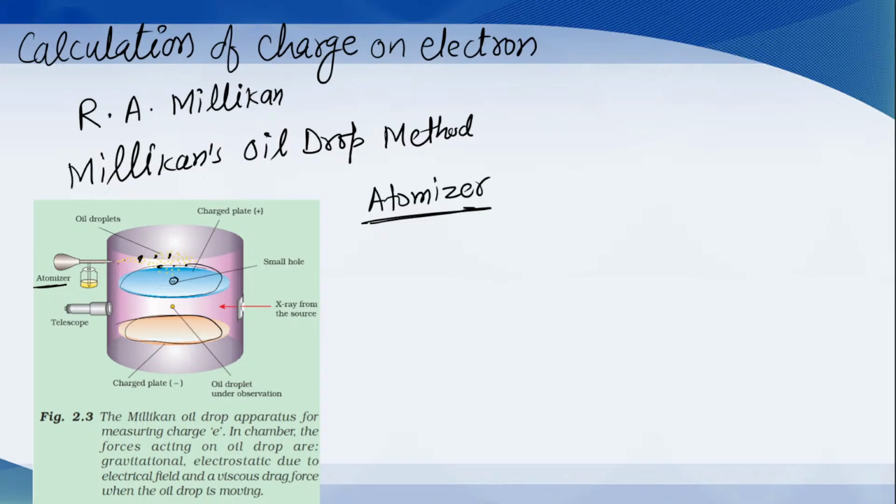And in the meantime, a beam of X-rays was introduced in the chamber. See, this is the beam of X-ray introduced in the chamber, which ionizes the air inside it. These X-rays are used to ionize the air inside the chamber. So when the air is ionized, ions were produced.